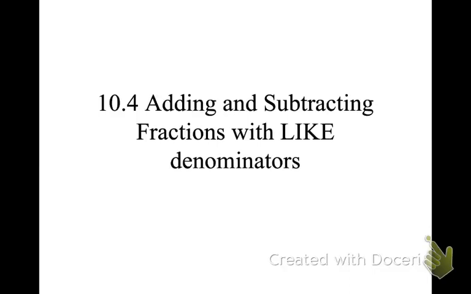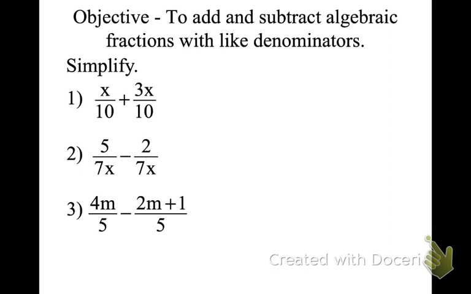Tonight we are working on section 10.4, adding and subtracting fractions with like denominators. Who can tell me what is the rule when you are adding fractions? Just regular fractions. RJ? The denominator needs to be the same. Need to have the same denominator, and then we don't really add the denominators. We only add our numerators or subtract our numerators. So we're doing the same thing, only now our fractions are a little bit fancier.